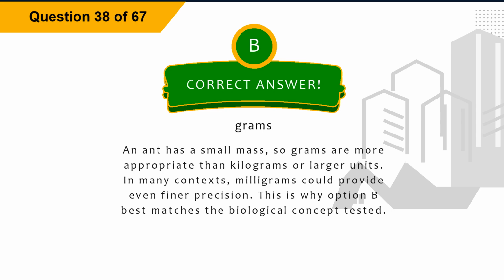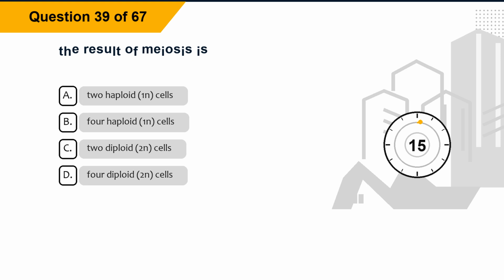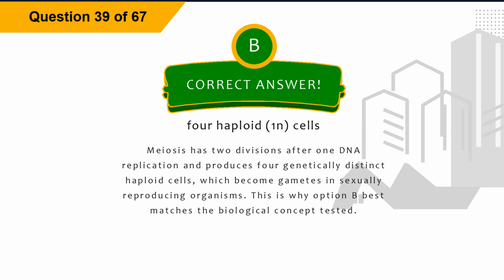Explanation. An ant has a small mass, so grams are more appropriate than kilograms or larger units. In many contexts, milligrams could provide even finer precision. This is why option B best matches the biological concept tested. Question 39. The result of meiosis is: option A, 2 haploid, 1N, cells, option B, 4 haploid, 1N, cells, option C, 2 diploid, 2N, cells, option D, 4 diploid, 2N, cells. The correct answer is option B, 4 haploid, 1N, cells.